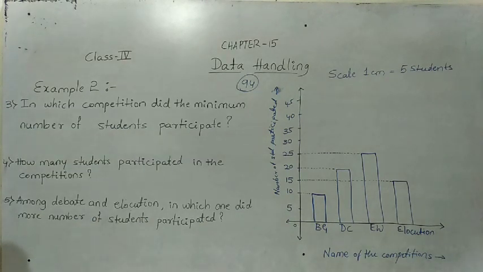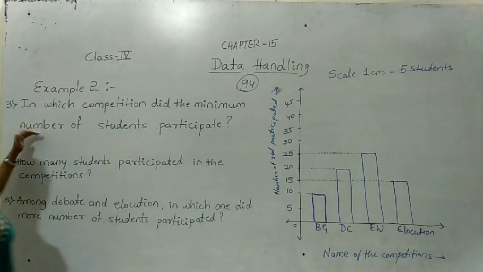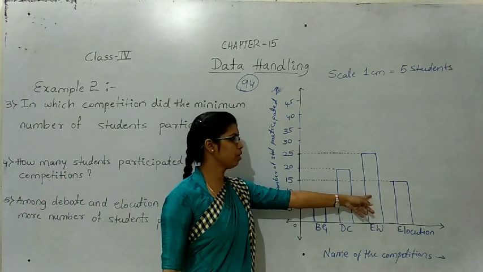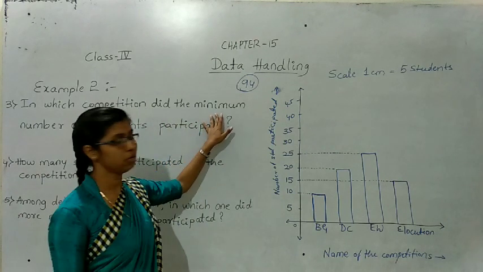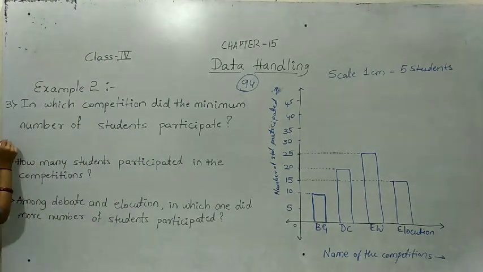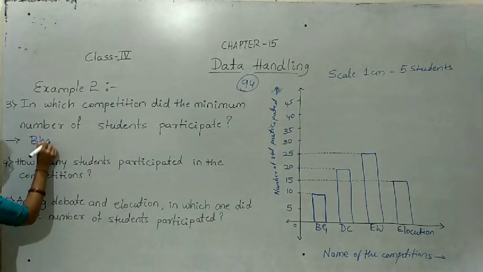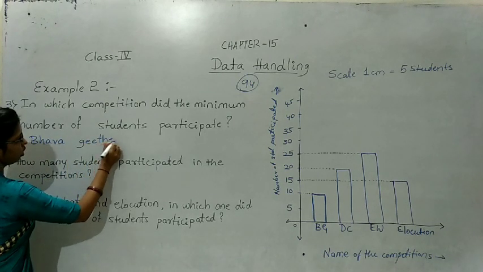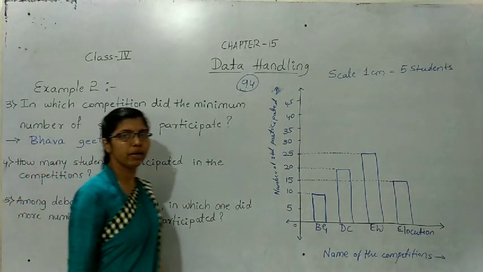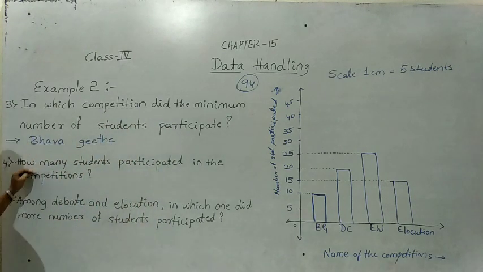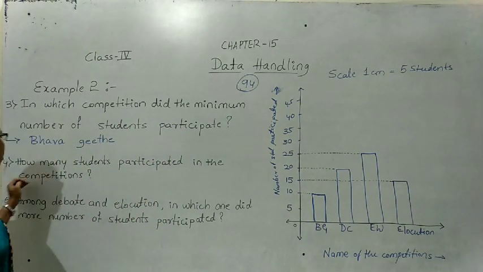Here, the remaining 3 questions are there. The third one, in which competition did the minimum number of students participate? Previously they asked the maximum number. Here, they are asking the minimum number. That is the 10 one, 10 members. Bhava Geet. The answer is Bhava Geet. In the competition of Bhava Geet, the minimum number of students participated.